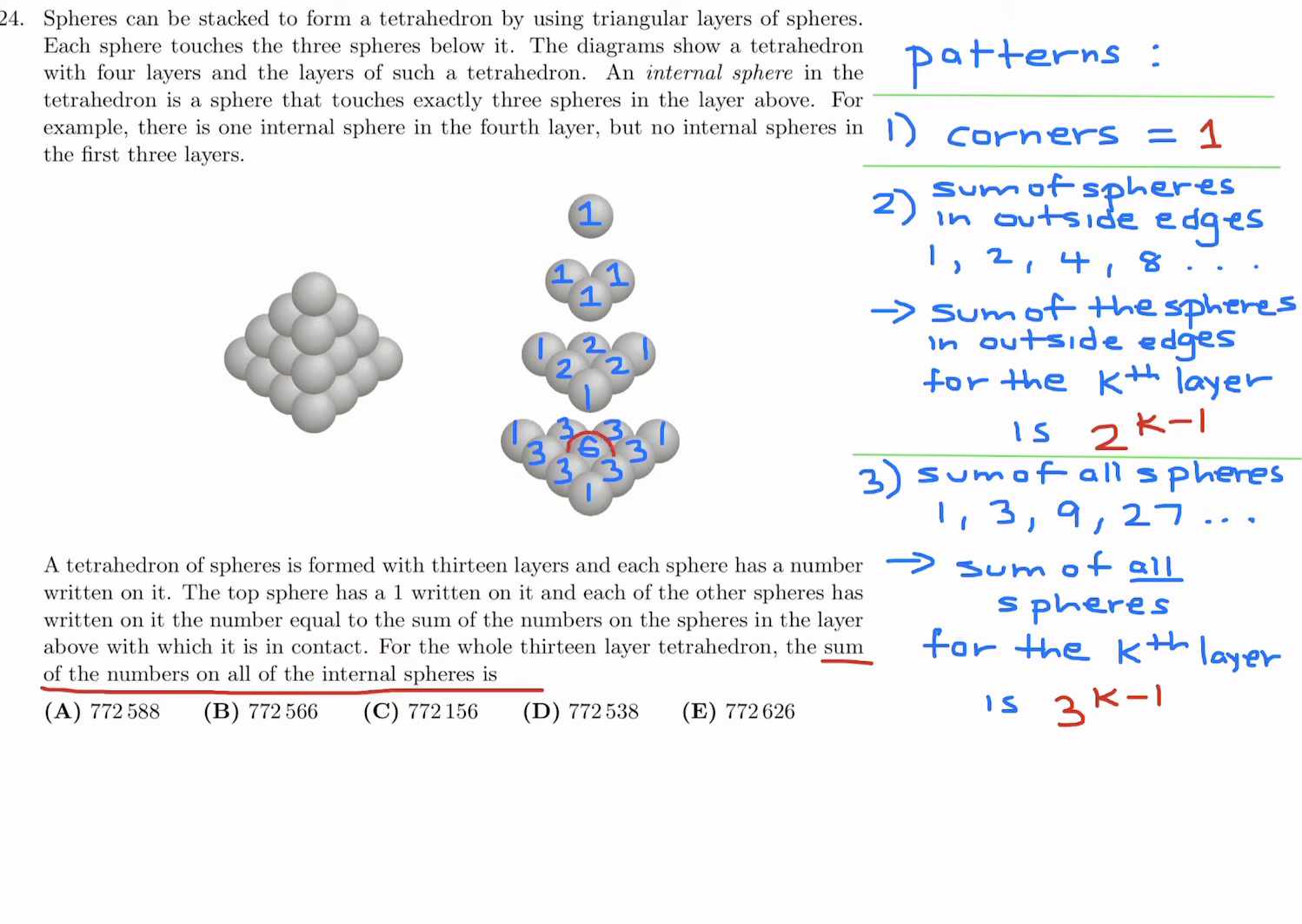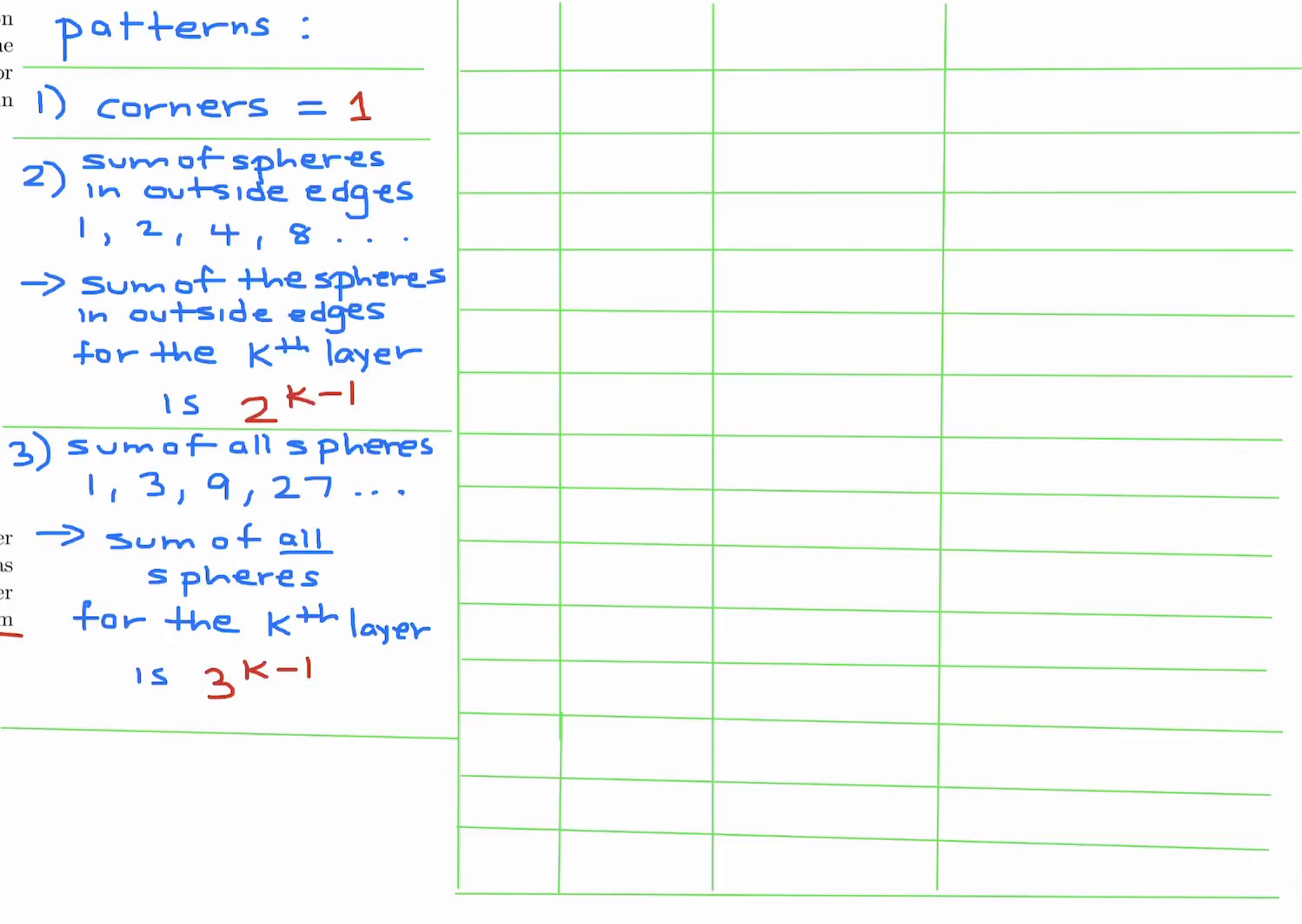Now, so far, there's only one internal sphere, this guy right here. But obviously, there's going to be many, many more. We will now use these patterns to figure out the sum of all the internal spheres. Remember, we only want internal spheres, so that will be my column over here. This one will be the number of the layer. Is it the first layer, second layer, and so on.